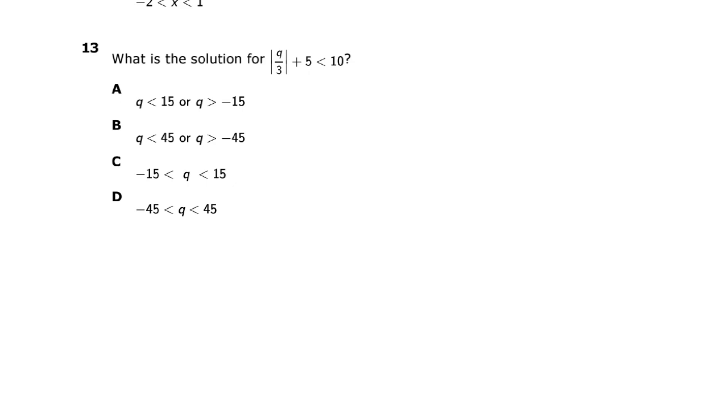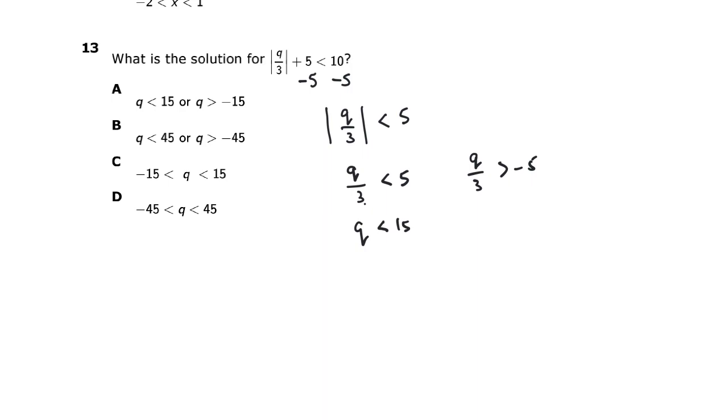For number 13, remember that you have to subtract 5 first from both sides. So you have the absolute value of q divided by 3 is less than 5. So now we can go ahead and remove the absolute value. So we have q divided by 3 is less than 5. And then we have q divided by 3 is greater than -5. So we're going to have q is less than 3 times 5, which is 15. And we have q is greater than -15. So which one's greater than -15, less than 15? C.